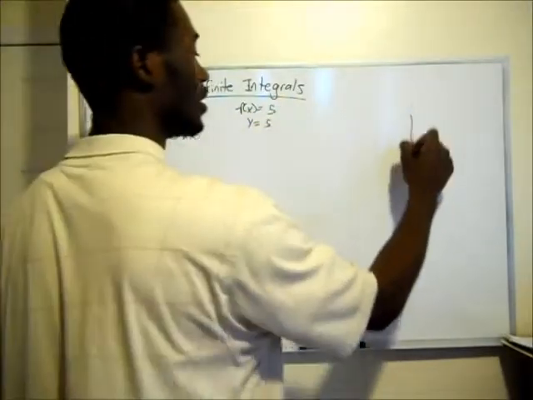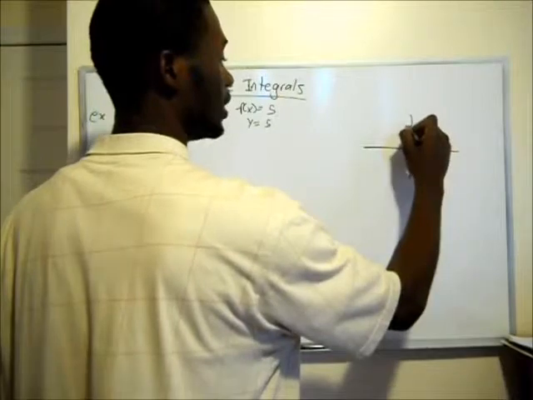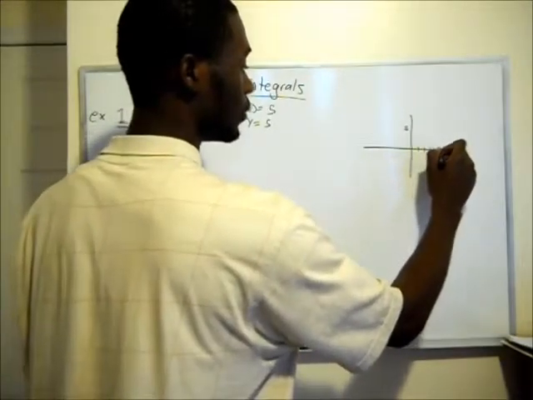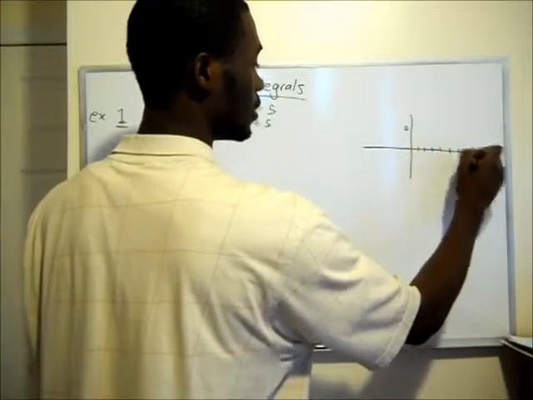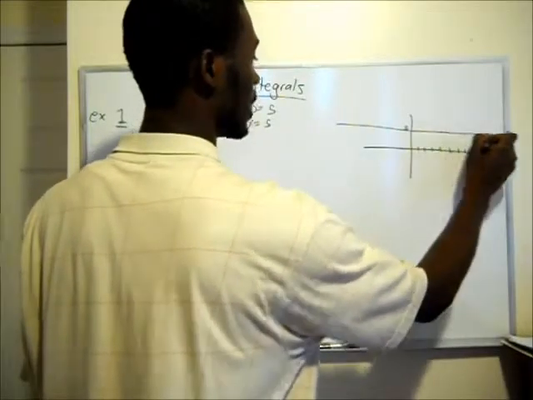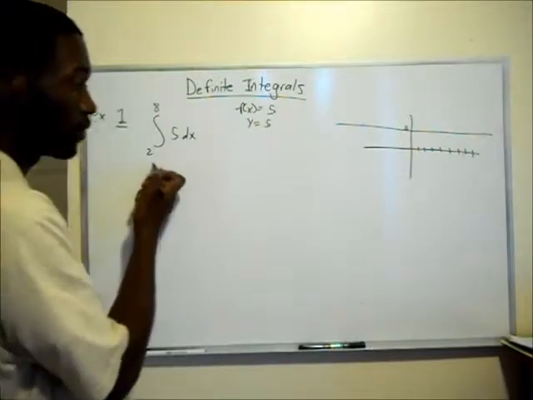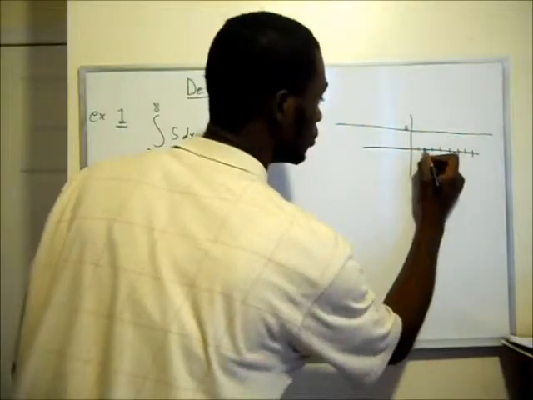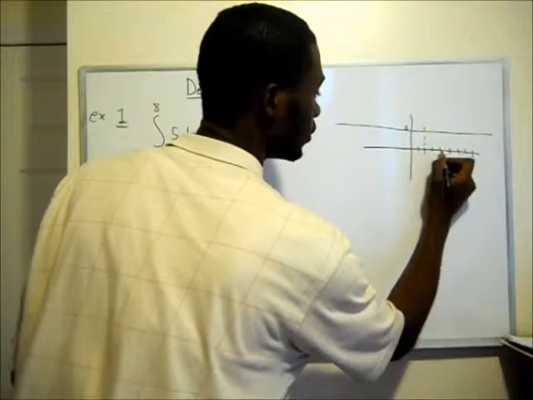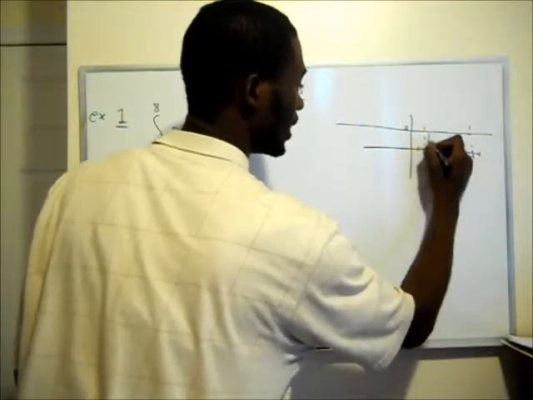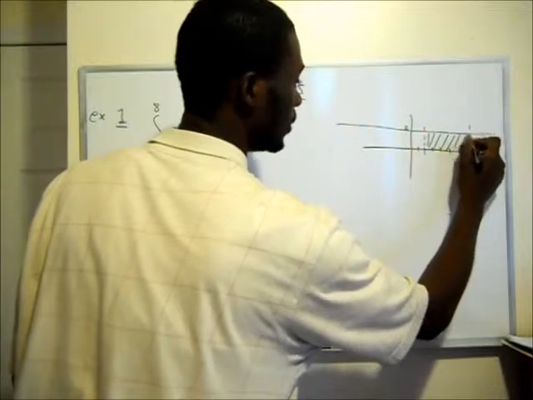So let's graph that. 5 would be up here. And 2 to 8: 1, 2, 3, 4, 5, 6, 7, 8. So this is the graph of f of x equals 5, just a straight line at 5. It doesn't change at all. And we're going from 2 to 8. So this is from 2 right here to 8. We've got to get this area between 2 and 8.